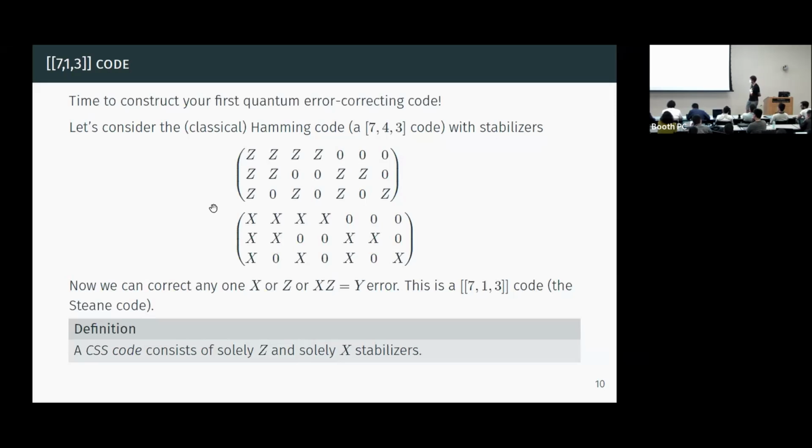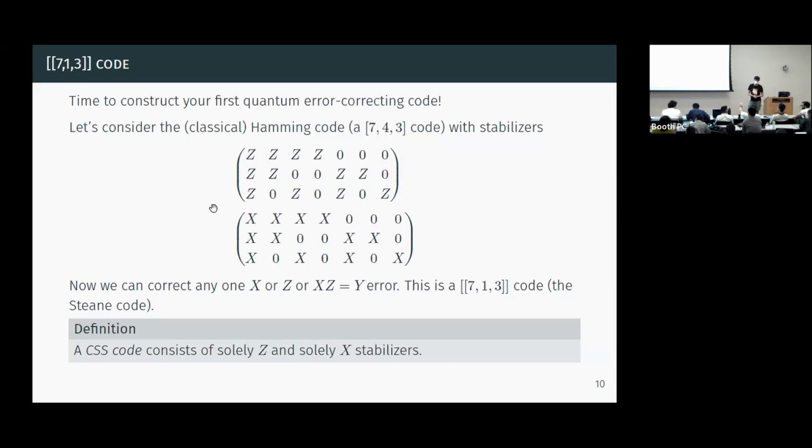Yeah, so to correct the errors, we would measure each of these stabilizers one by one, or in parallel if you're being more fancy. And then if one of them flips, you will know that an error occurred. And then your decoder will magically, not magically, but you leave it to computer scientists to code up some program, and it will tell you, okay, I'm going to guess that this error occurred. That seems very likely to have occurred.